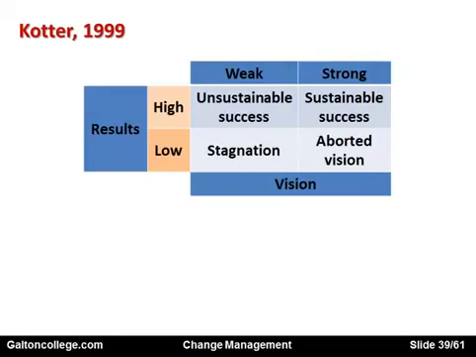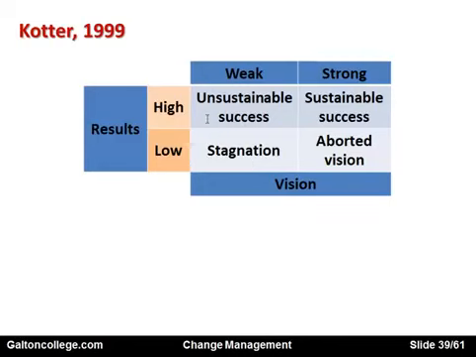Kotter looks at this type of situation here, where we've got across the top the column headings, weak and strong vision, and for the results, high and low on the rows, the horizontal bits. So if we have a weak vision and low results, then that's stagnation. Low results, weak vision, so stagnation.